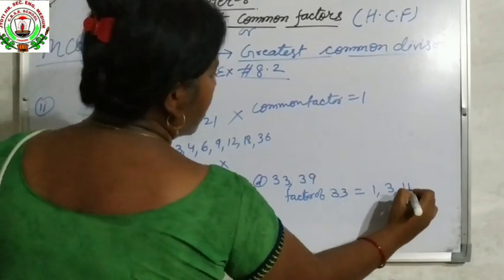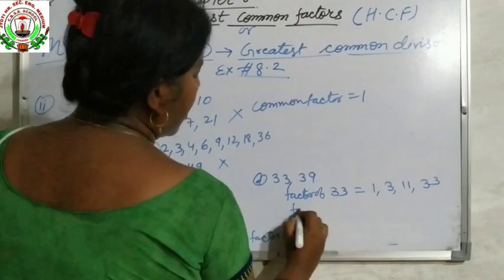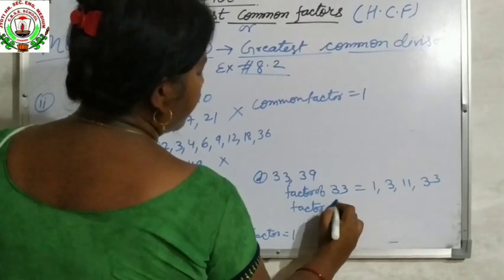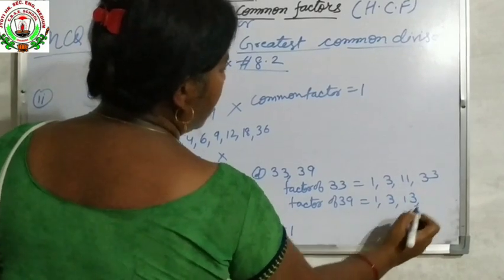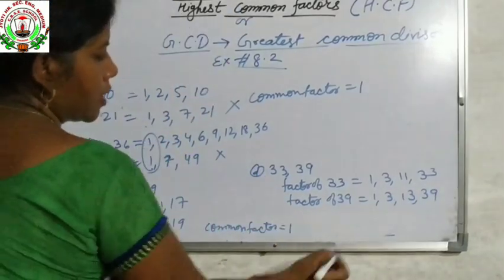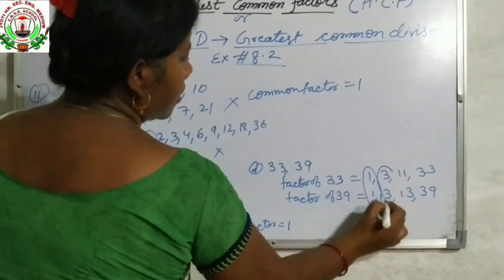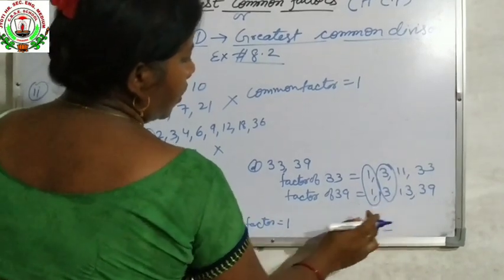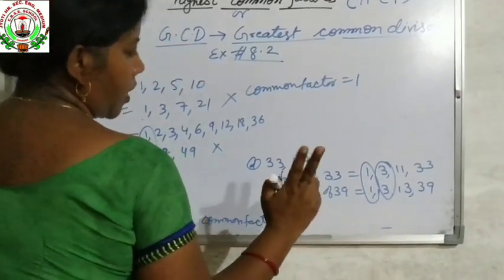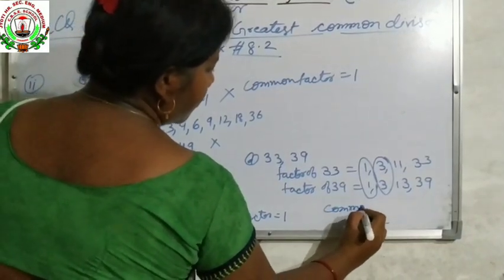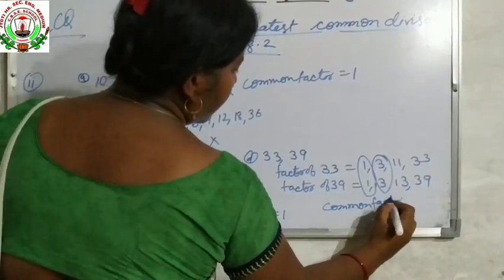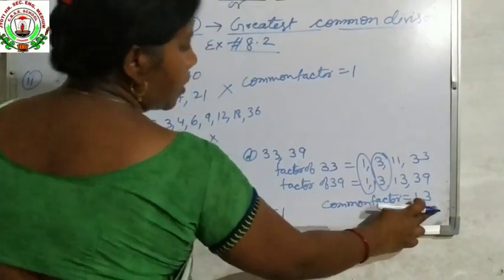1, 3, 11 and 33. And factors of 39: 1, 3, 13, 39. Here we will see 1, 3. Okay, 1 and 3, two numbers we are getting in common factor. Common factor is 1 and 3. We are getting two common factors.